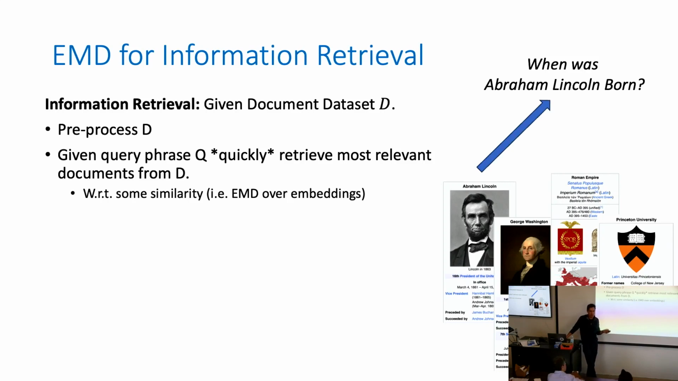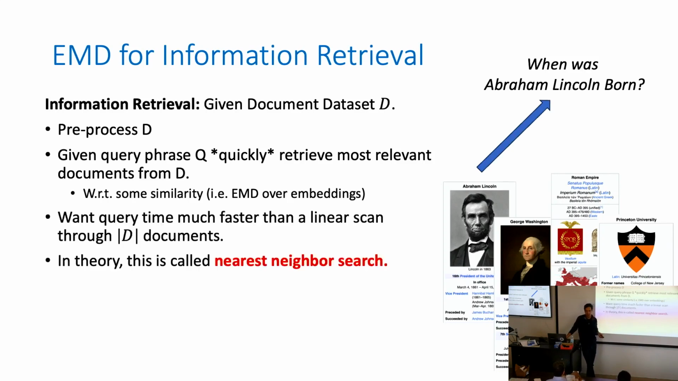And the important point is that I want to find this document much faster than a linear scan. I don't want to compare my query to every single document, compute a similarity, and find the most similar one. That would be way too expensive. I want to be able to compute this way faster than a linear scan, like in sublinear the size of the data set time. And so in theory, this is called the nearest neighbor search problem.